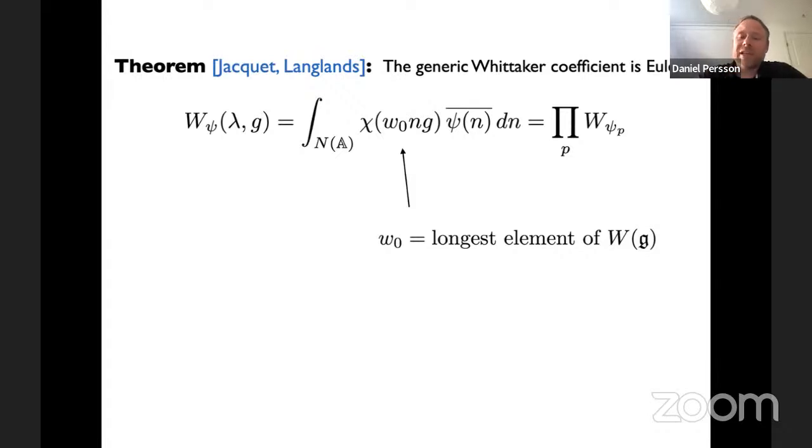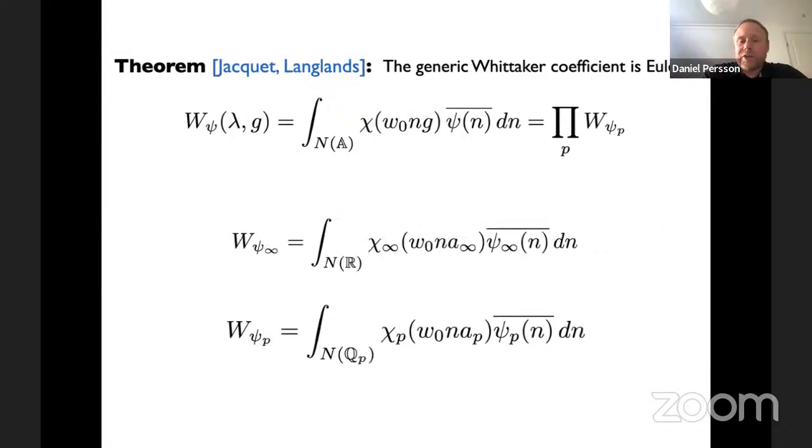So this is quite an amazing simplification. And this also shows that this integral is actually Eulerian. It has a product factorization, and you can treat these as separate integrals. So you have an ordinary integral over N of R, which is called the Archimedean, and then you have an integral over the p-adic one.